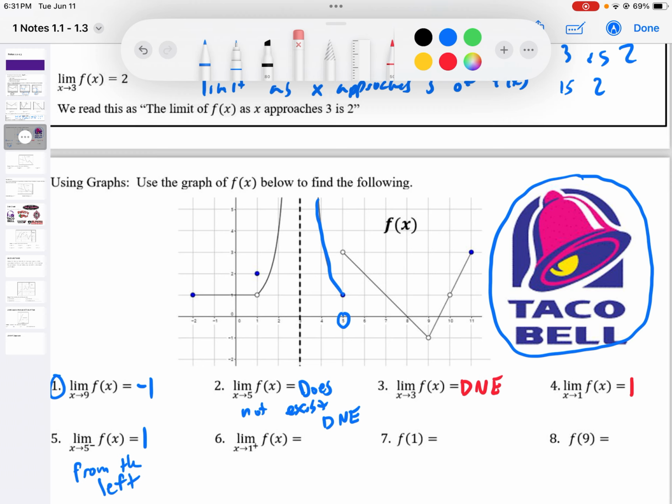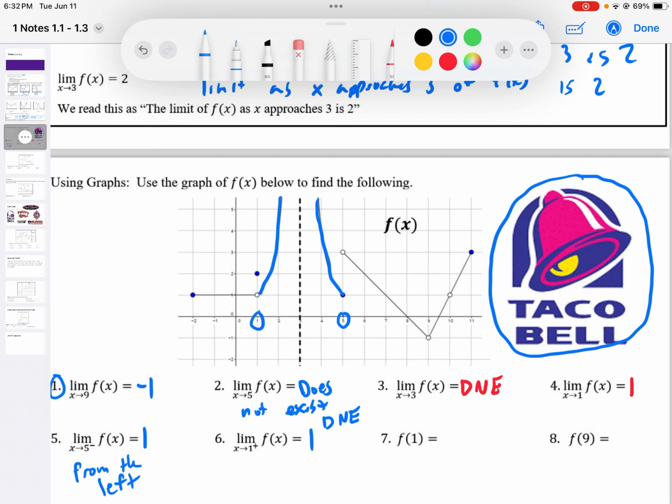All right, so number 6, what's the limit of f of x as x approaches 1 from the right? So from the right, here's 1. From the right, the y values are getting closer and closer to 1. This one would be the same from the left and from the right. But if it's just saying from the right, you don't really worry about meeting up with Taco Bell, it's just what is the limit?